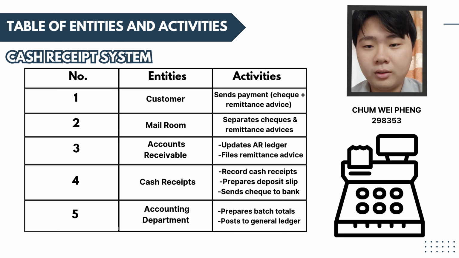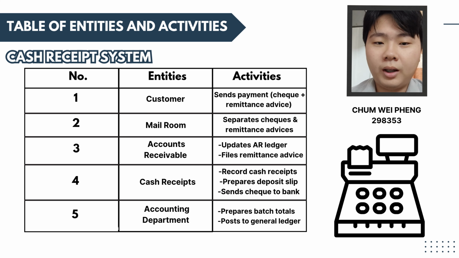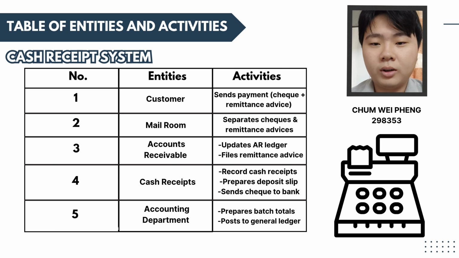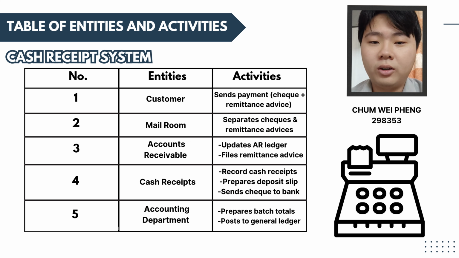Moving to the cash receipt system, the customer sends payments and remittance advice, and then the mailroom separates this document for distribution. After that, accounts receivable updates customer ledgers using the remittance advice. Cash receipts records the cash and prepares a deposit slip, and then sends the check to the bank. Lastly, the accounting department prepares batch totals and posts to the general ledger. This system ensures control, handling, and recording of all incoming payments.